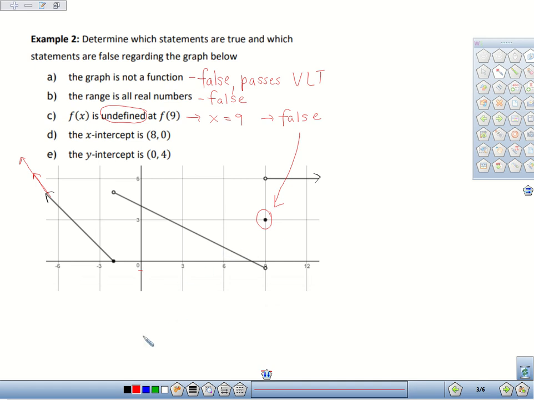The x-intercept is 8. Well, this is 6 and this is 9. So I would say this is around 8. What do you guys think? So I would say this one's true.